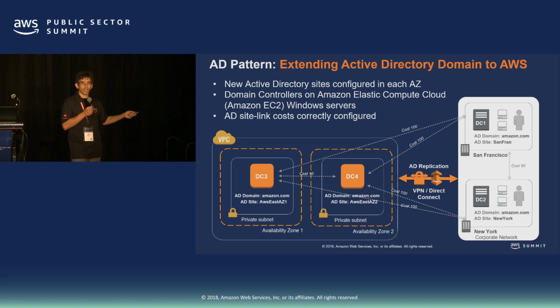2 domain controllers to have high availability, 1 in each availability zone. And then you have your domain controllers talking to your domain controllers on-prem. In order to have your domain controllers in the cloud synchronizing with domain controllers on-prem, you have to have either a VPN or a direct connection configured between your on-prem and AWS.